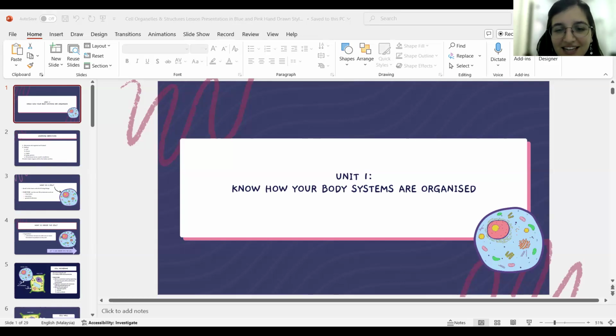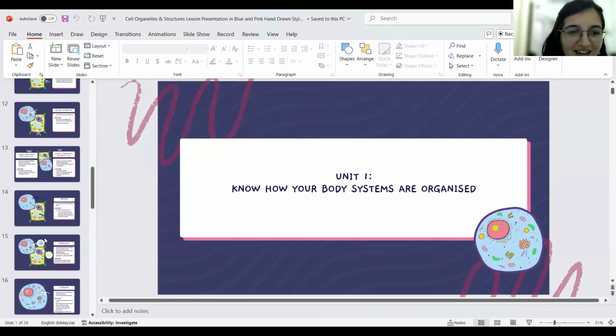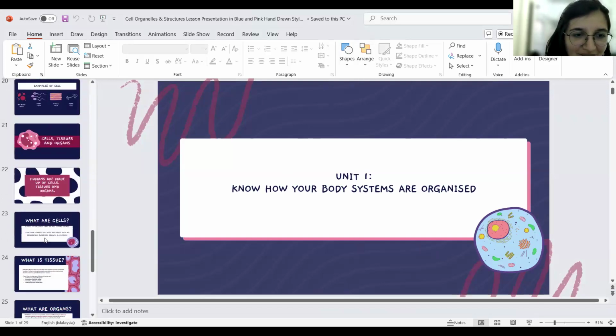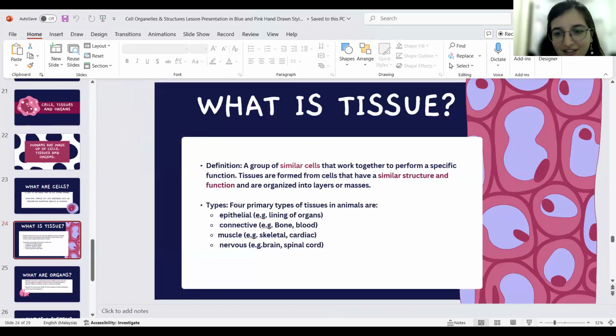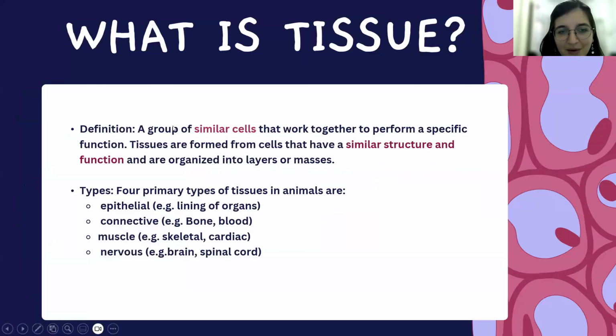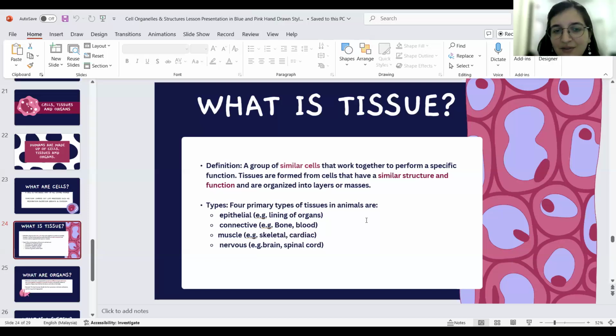Okay, so the answer is no, tissues are not made of different types of cells. Let's go back to this. Tissues are made up of similar cells. Again, I'm going to focus on this because back when I was in school, I would always get confused with this. A group of similar cells that work together to perform a specific function. So it's the same types of cell. It has similar structure and similar function. Okay, now you know.